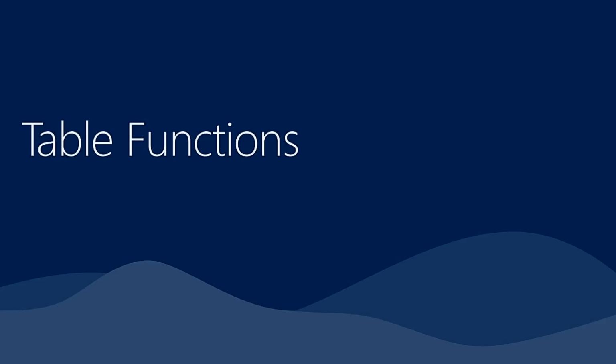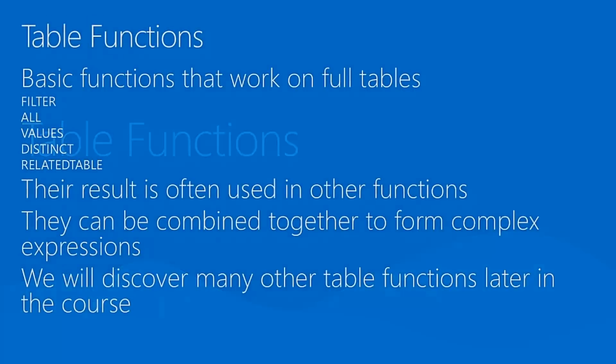DAX is extremely powerful and has a very rich set of table functions. We don't have time to see them all, but at least to see the basic ones and get some feeling of how they work and what you can do with table functions. The basic table functions are only 4 or 5. You have filter, all values, distinct, and related table. We already spoke about related table, so you know what it does.